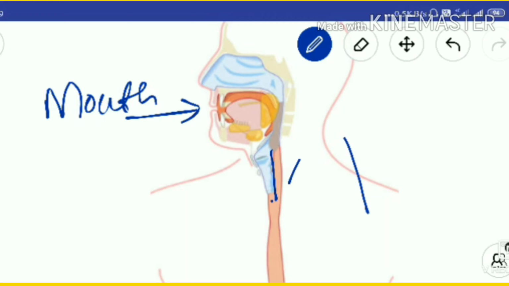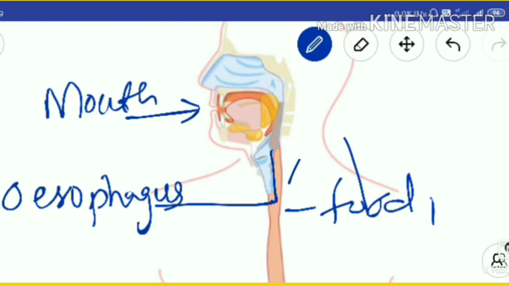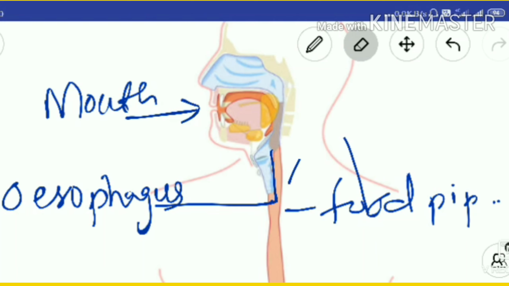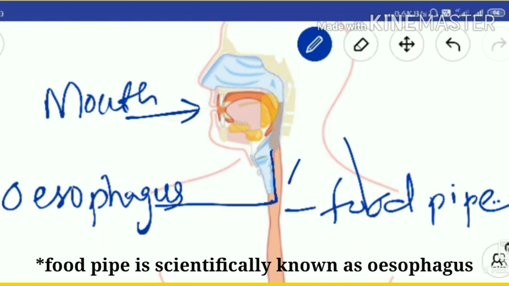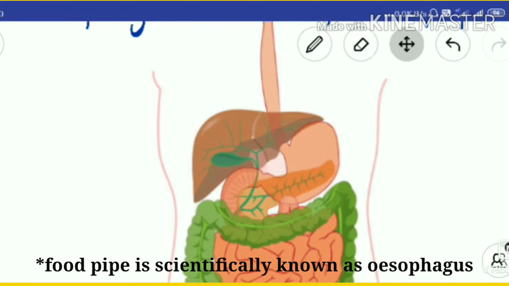See, this is called the esophagus. The next tube after the mouth is known as the esophagus. Esophagus is otherwise called the food pipe. Okay, the mouth leads to the food pipe. Then you see, the food pipe leads to another structure.